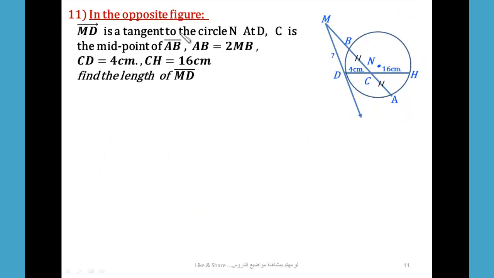Question 11. In the opposite figure, MD is a tangent to circle M at the point D. C is the midpoint of AB. Where is C? Here is C. C is the midpoint of AB. It means AC equals BC.